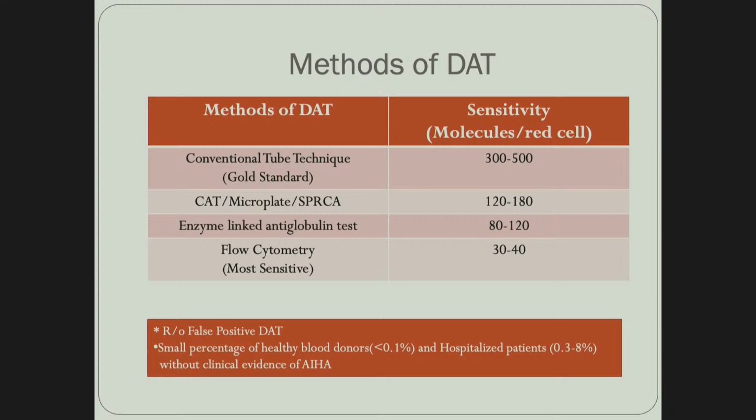There could be false positives. If you take a history clearly, you can notice a few things: the patient might have been given IV immunoglobulins or anti-thymocyte globulins, or the patient might have anti-cardiolipin lupus antibodies, or might be previously transfused and in the transition phase of alloimmunization, where your DAT comes positive. In a few percent of healthy blood donors, DAT positivity is common, but they don't show any clinical evidence of autoimmune hemolytic anemia. In hospitalized patients, around 0.3 to 8% show that positivity without any clinical evidence of autoimmune hemolytic anemia.